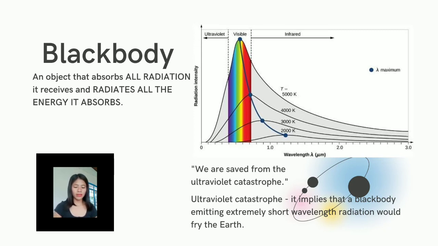So Max Planck proposed that the vibrational energies of the atoms are quantized, meaning they cannot possess just any value. They can only possess certain discrete values. That's how Max Planck solved the ultraviolet catastrophe, by quantization, or quantum. So we are rescued from the ultraviolet catastrophe. It is because of the Planck curve. It is because of Max Planck.